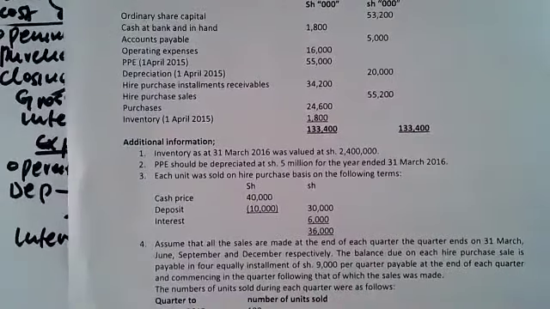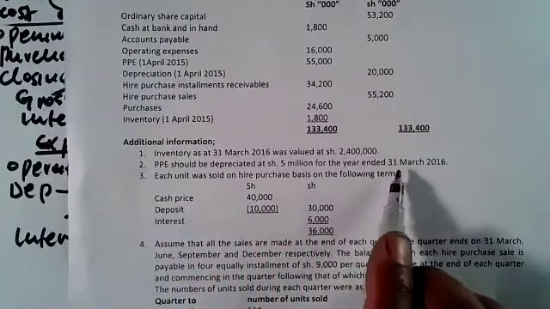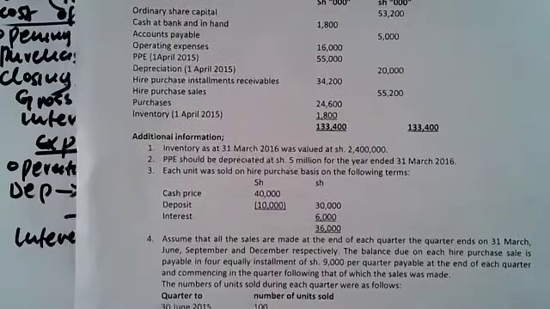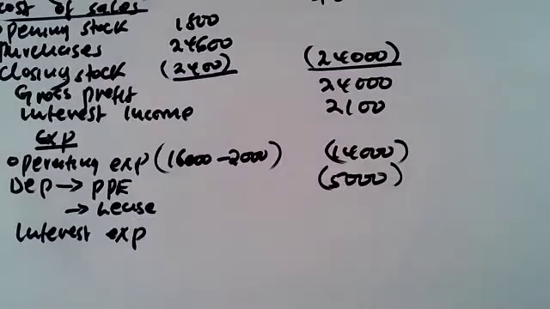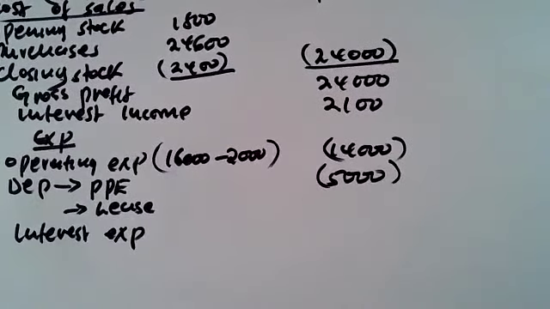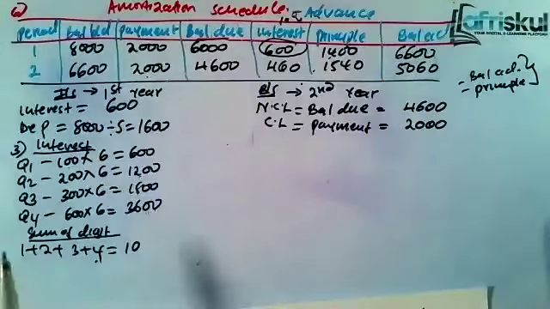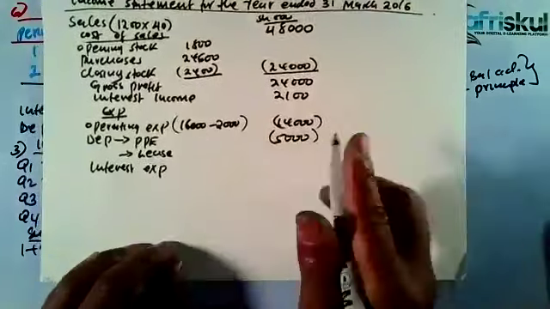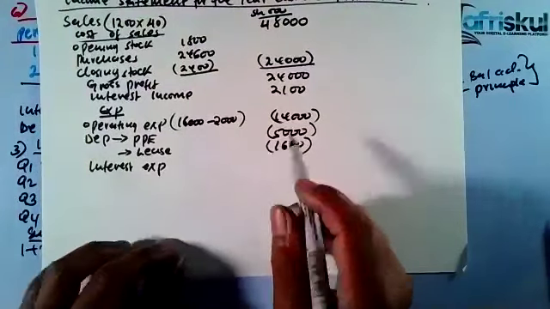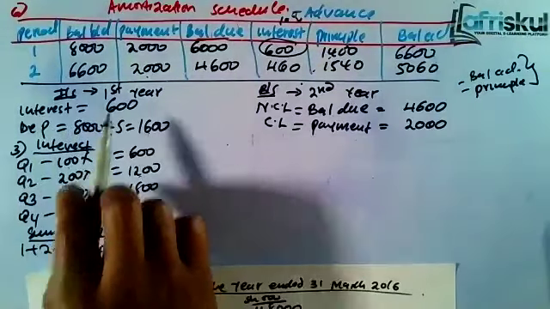Depreciation ya PPE, note number 2. PPE should be depreciated at 5 million for the year ended 1st March 2016. So you have a depreciation of 5. Then tuende kwa lease. Kulikuwa na depreciation ya lease. Tukuje hapa kwa lease. There was a depreciation 8,000 divided by 5 na tukapata 1,600. And then we have the interest expense. The interest expense is 600 here.